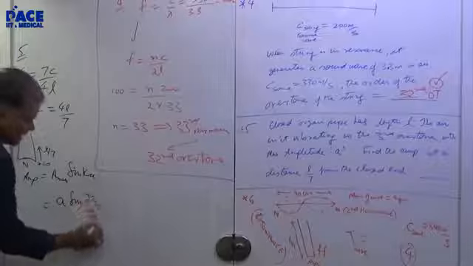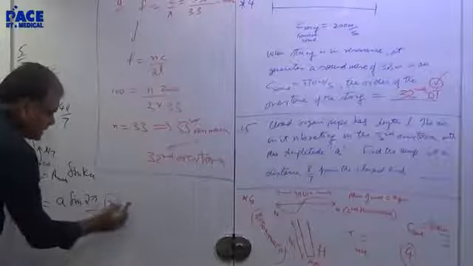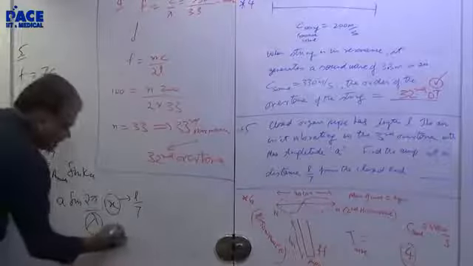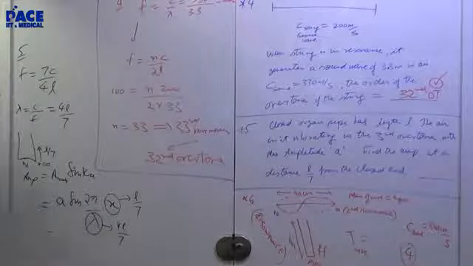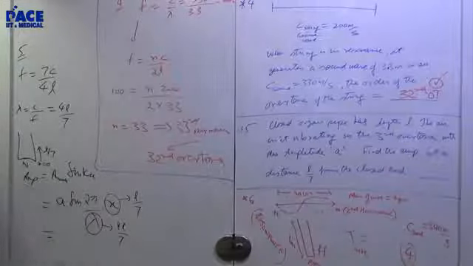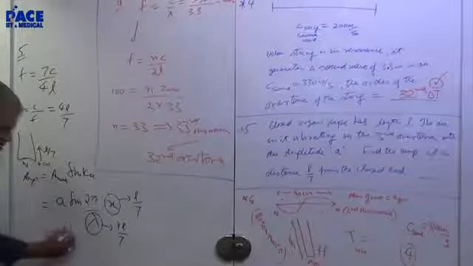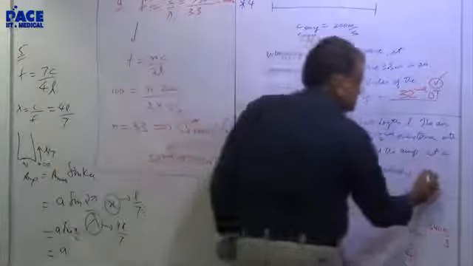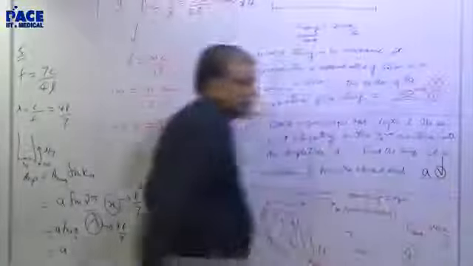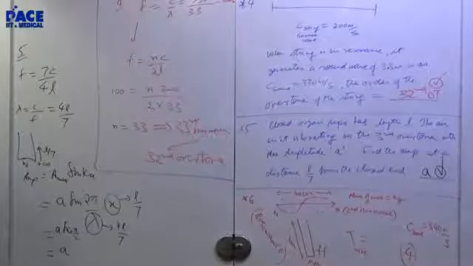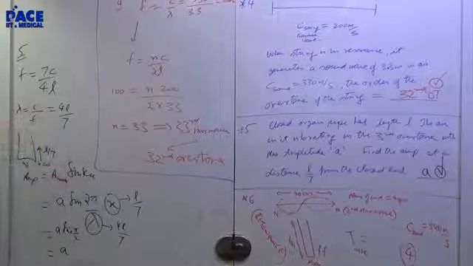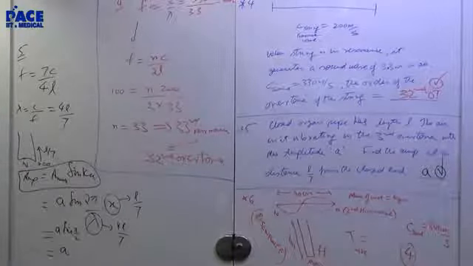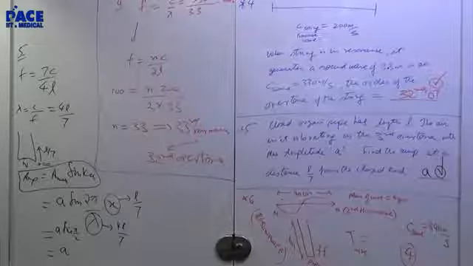K is 2 pi by lambda, x is L by 7, and lambda is 4L by 7. What have you got? Sine pi by 2, and sine pi by 2 is 1. The answer is A. I've used A max sine kx, the amplitude of the stationary wave. Is that okay?